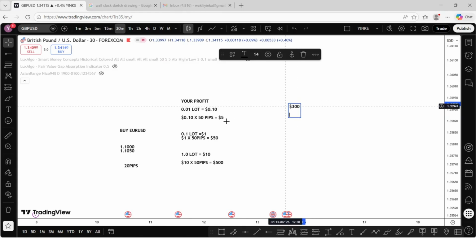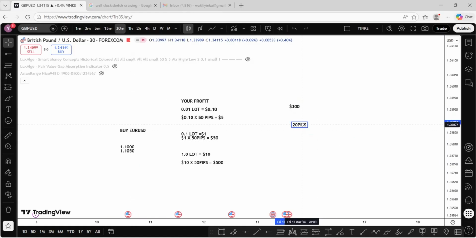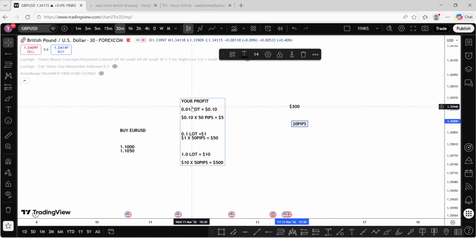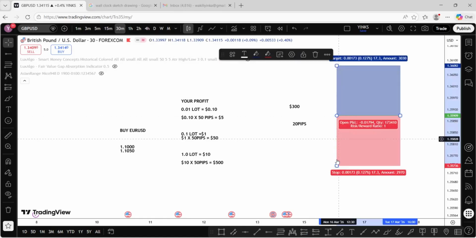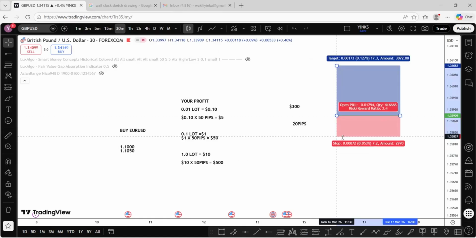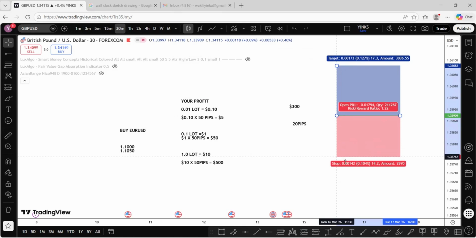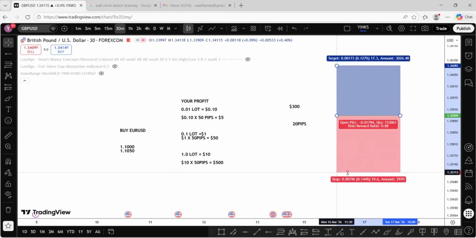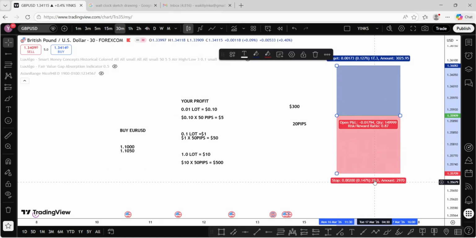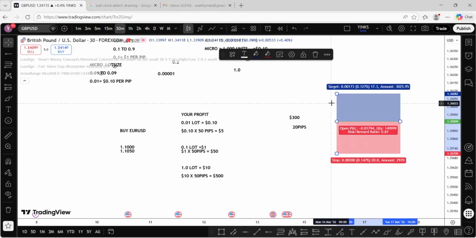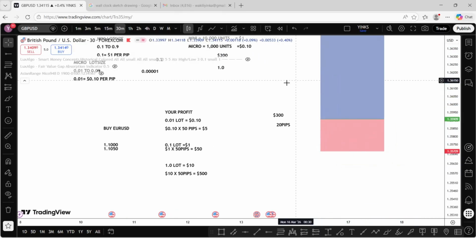Now, let's say you're entering this particular trade with $300. And then your risk level is 20 pips, which is this. This is your risk level. And then you're entering with 0.01 lot size. Now, let me use this. Good. Now, this is your long position and your short position too. Okay, so let's say 20 pips. This is 20 pips. Right here. You can see it right here, 20 pips. And for the reward, we are done with that. So we are focusing on 20 pips.